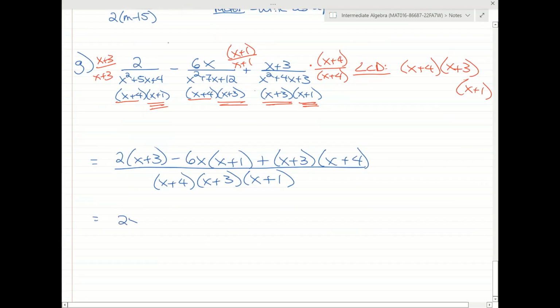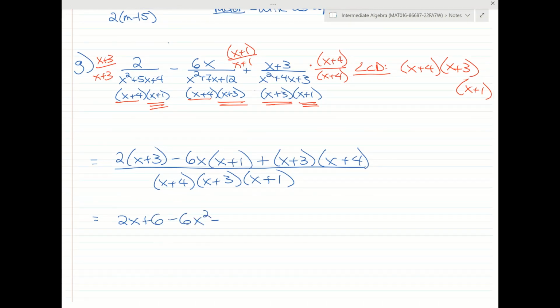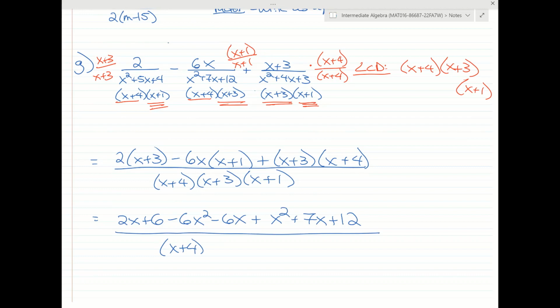This is going to be 2x plus 6 minus 6x squared minus 6x plus x squared plus 7x plus 12, all over the same denominator, which, by the way, we never distribute the denominator. You always want to make sure that you leave the denominator factored.